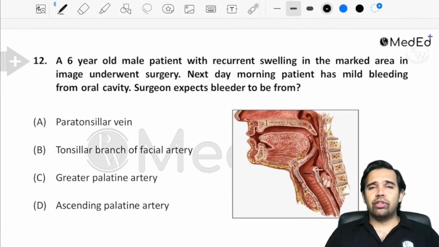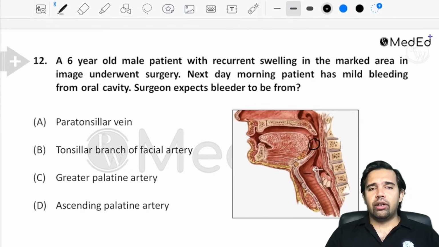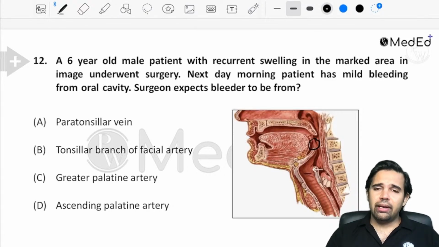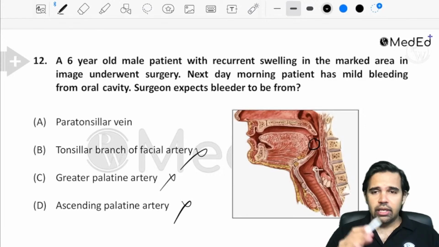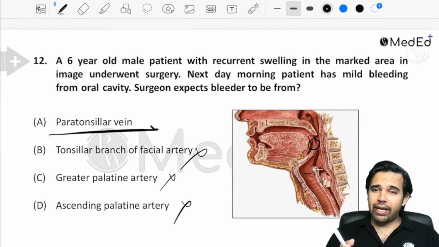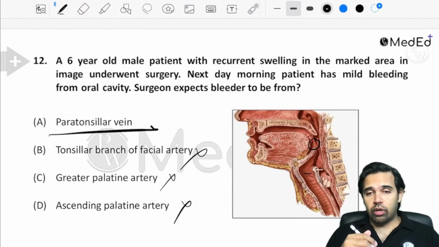A 6-year-old male patient with recurrent swelling in the marked area. Okay, so the marked area over here underwent surgery. Next day morning, the patient has mild bleeding from the oral cavity. Surgeon expects the bleeder to be from? Now look, in tonsil surgery, generally any arterial bleed is not going to be mild, so it cannot be arteries. Paratonsillar vein is the most common vein that bleeds immediately after tonsil surgery. It is also not minor, but it is not so major that it is very hard to control, as an arterial bleed is.